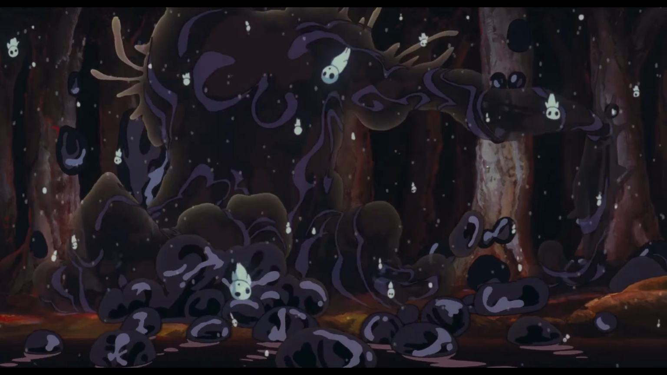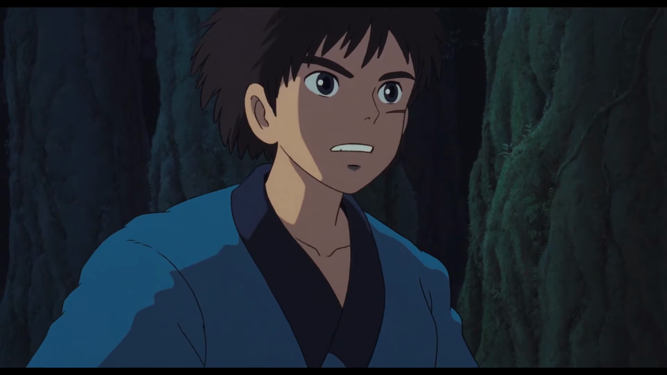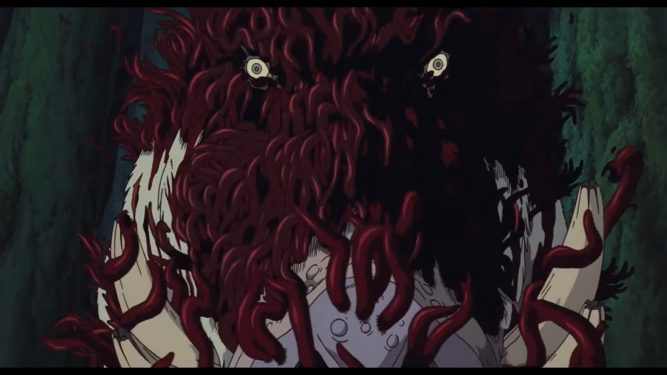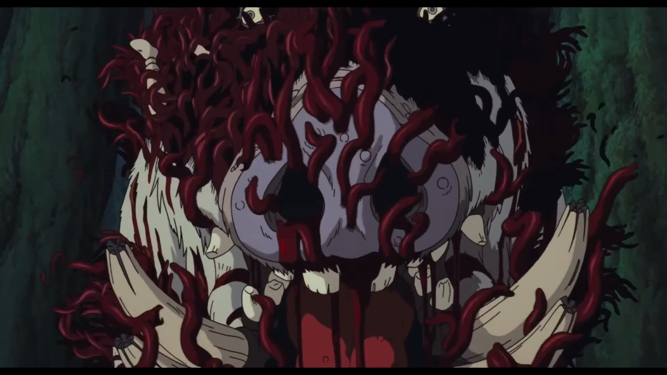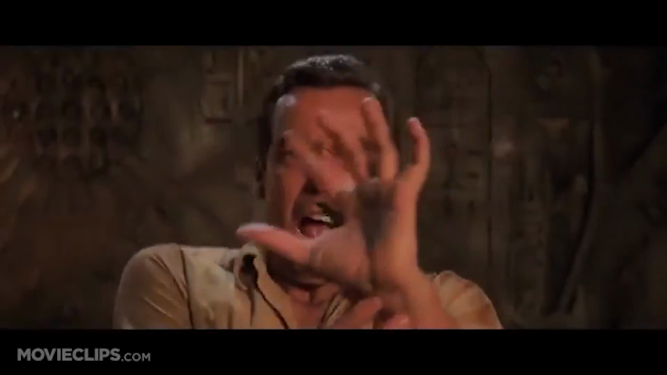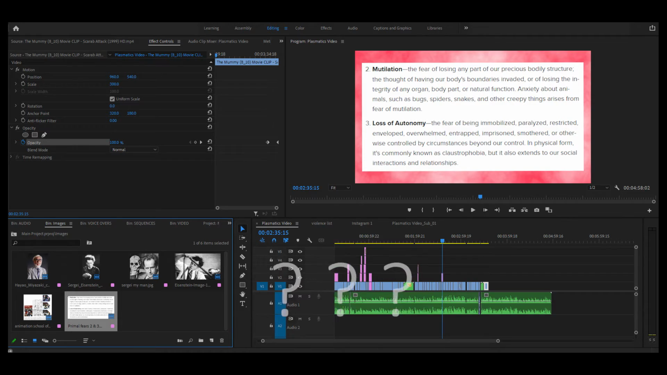This leads us to the other way plasmatics is used in animation. It is used to make the viewers feel uncomfortable. Two examples would be Ashitaka's hand and the demon boar, both of which look like either insects are inside of the skin or on top of the skin. This appeals to the primal fears, mutilation, and loss of anatomy.